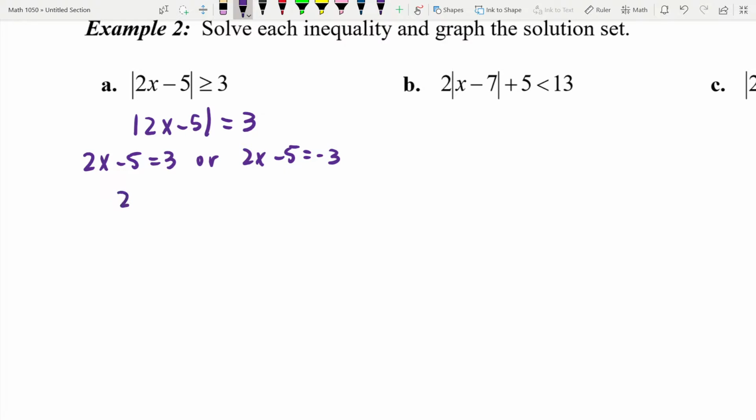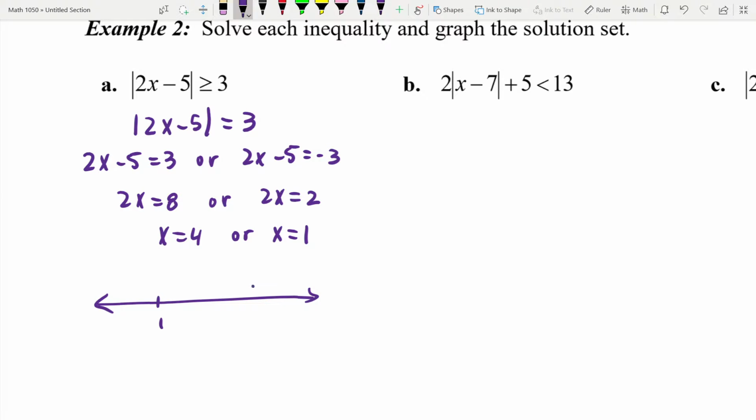On the left, move your 5 over, 2x equals 8, divide by 2, x equals 4. Right hand side, 2x equals 2, 5 comes over and becomes a positive, divide, x equals 1. Okay, go to your number line.